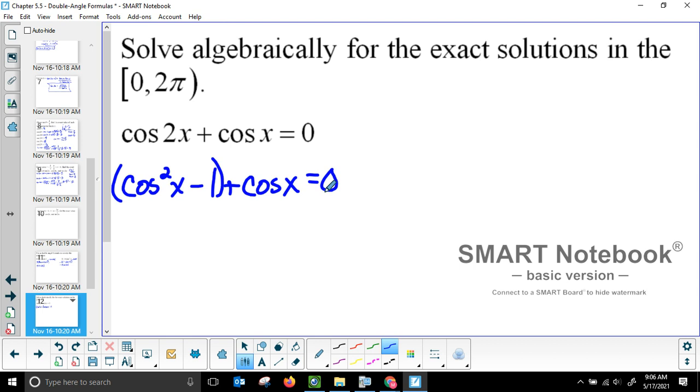All right, so now this is cosine squared x plus cosine x minus 1 is equal to 0.